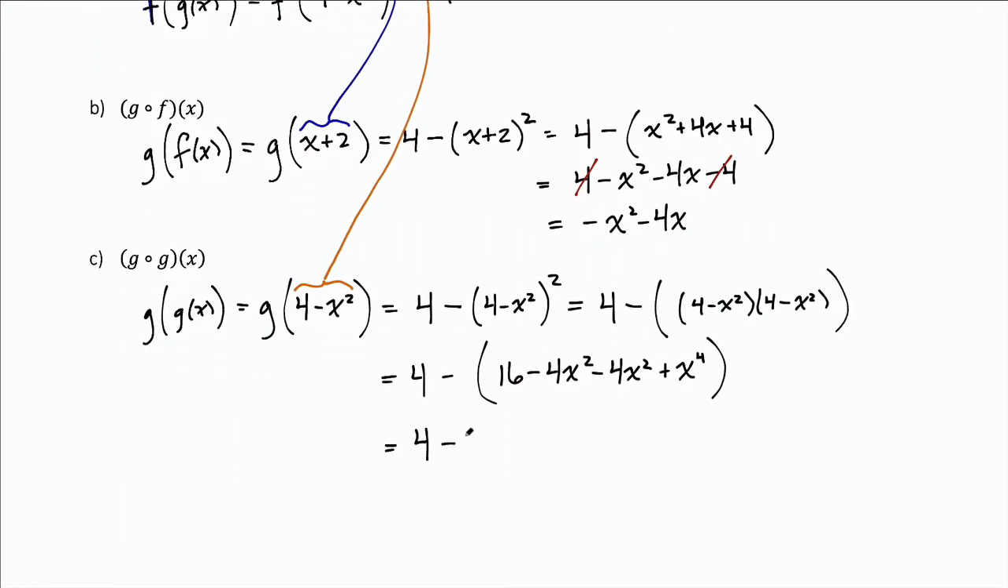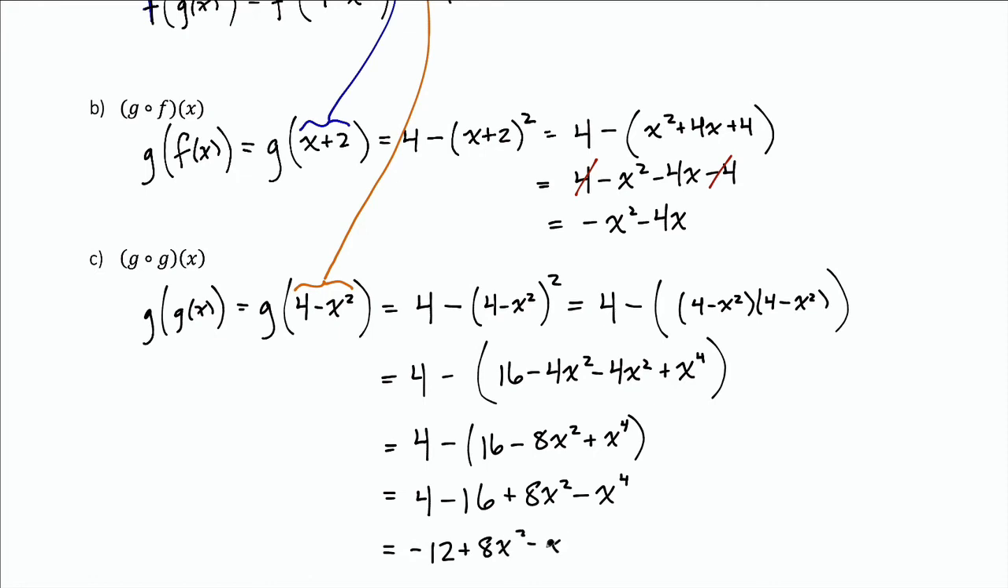Now, let's go ahead and I'm first going to just combine my like terms, these two middle terms there, minus 8x squared plus x to the 4th. And now distribute the negative. So minus 16 plus 8x squared minus x to the 4th. And now the 4 minus 16 combines to be a negative 12. And there's our simplified g composed with g of x.